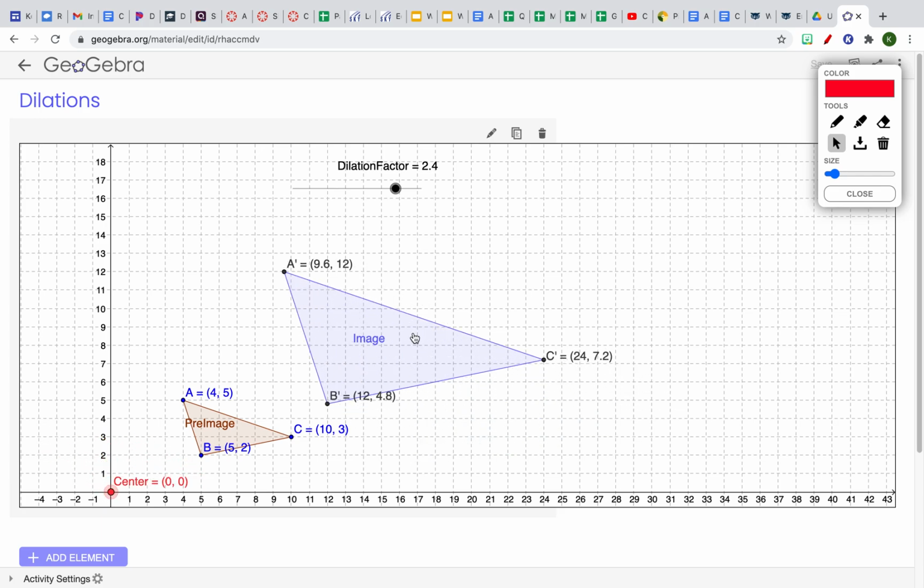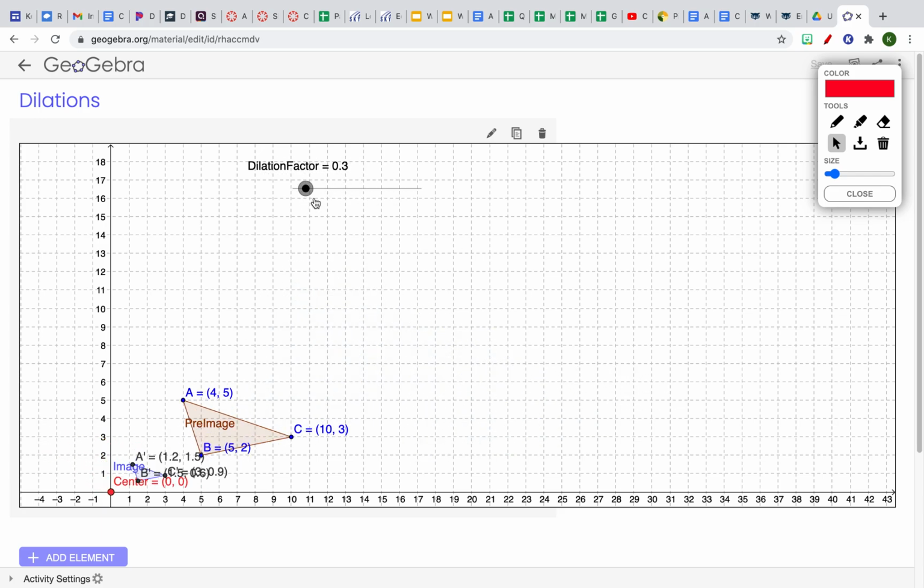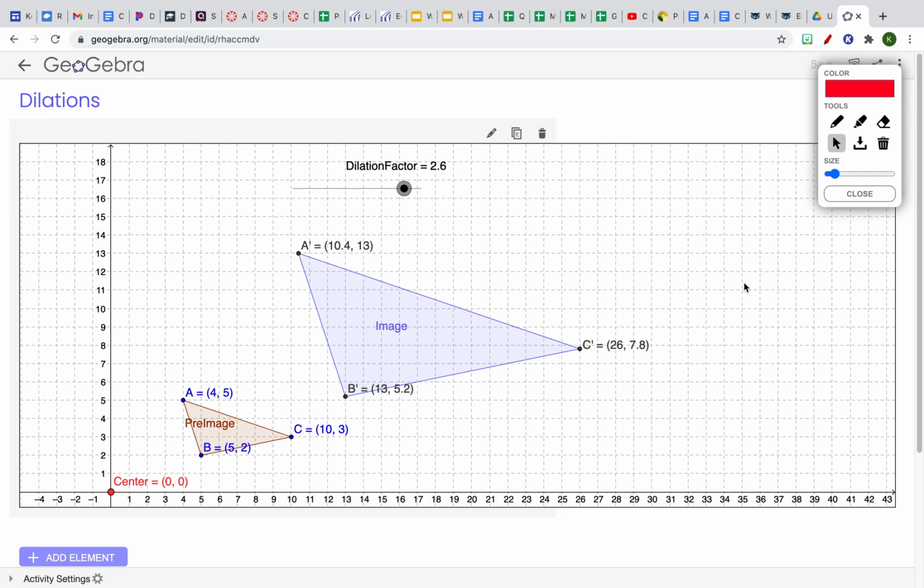So that doesn't change. But what I want you to understand is that a factor greater than 1 makes the image bigger. A factor less than 1 makes the image smaller. In order to find the new coordinates, you simply multiply each coordinate by the dilation factor, and being able to sketch an idea as to what they are.